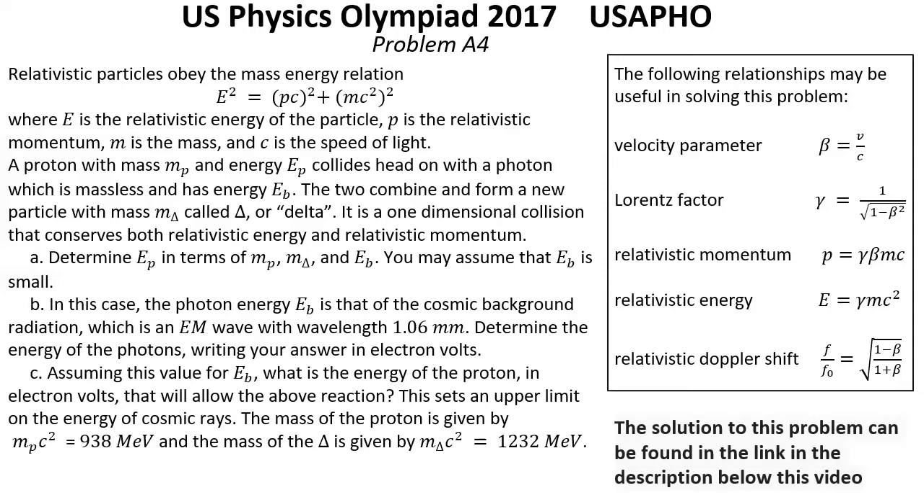The mass of the proton is given by mpc squared equal 938 megaelectron volts, and the mass of the delta is given by m delta c squared equal 1232 megaelectron volts. On the right, we have a table with the following relationship that may be useful in solving this problem.